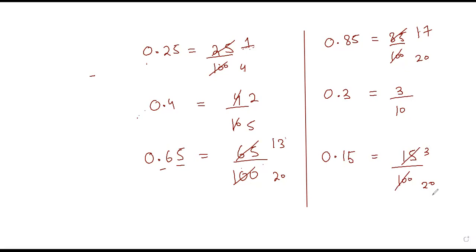Now you know, you just need to count the number of decimal places you have. Decimal places are basically the digits after the decimal. In the first one we had 0.25, which can be written as 25 divided by 100, and then I cancel it out. 0.4, one digit after the decimal, so I have divided by 10. 0.65, two digits, so divided by 100. 0.85, again two digits, so 100. 0.3, one digit, 10. 0.15, so I have divided by 100.